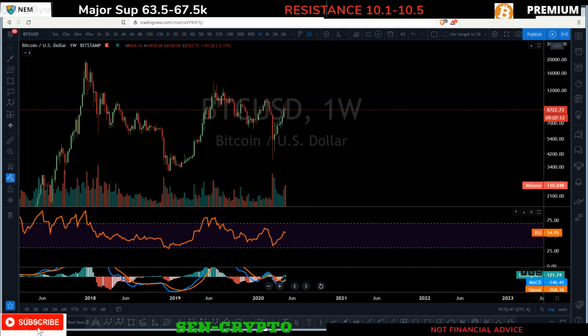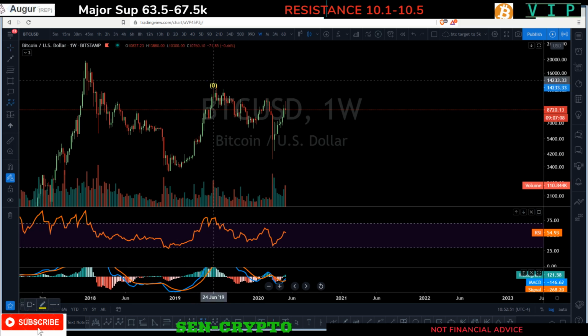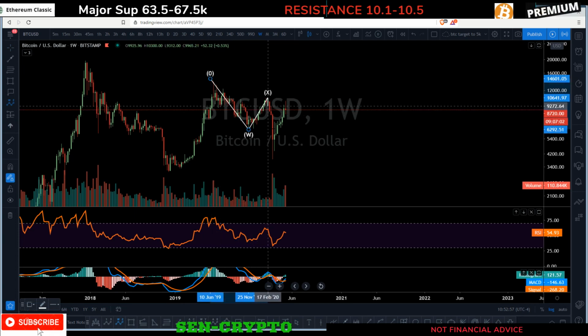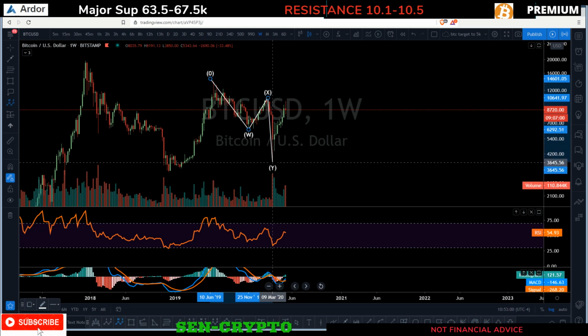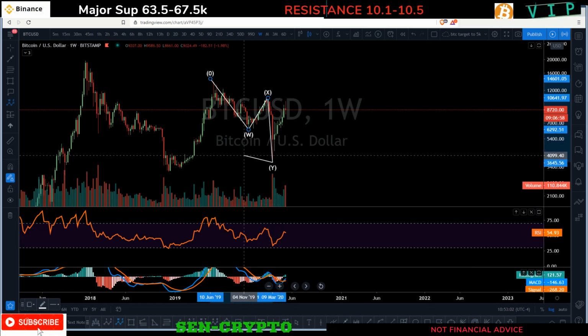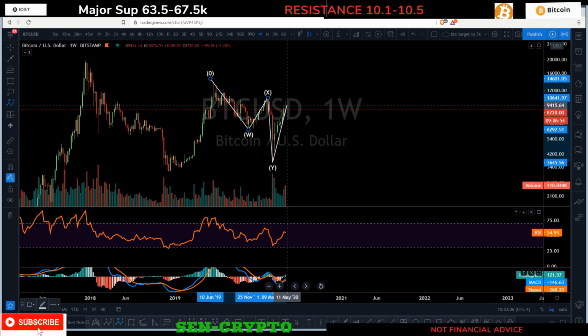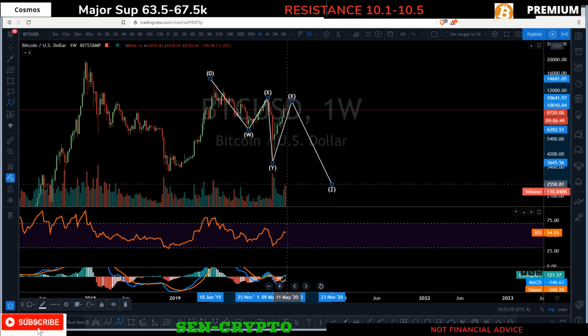So what do we got right now? We got a clean three-way move down. This is our W, right? And we got our X, we got this Y correction, and we were anticipating this Y to drop all the way down to like a 2K level, but BTC decided to give us another X. What is an X? An X is nothing but another reversal pattern to try to retest the previous top.